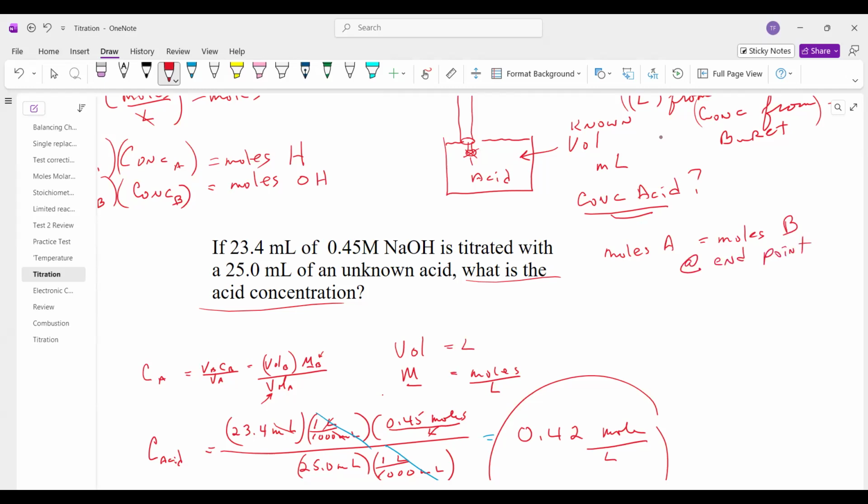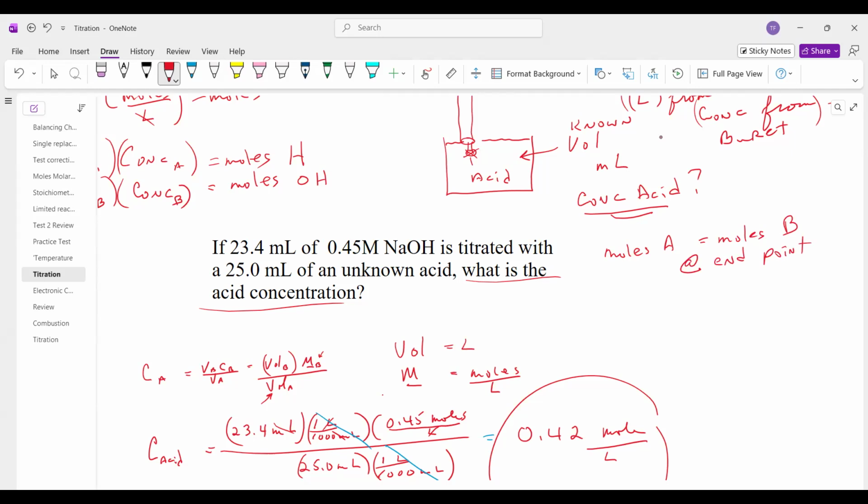At endpoint, that means they're perfectly balanced. Now, we need to know when that endpoint is reached, because we're only putting in drop, drop, drop, drop of base, and we're not going to know till we get to the neutralization point. So the indicator we're going to use will tell us that.